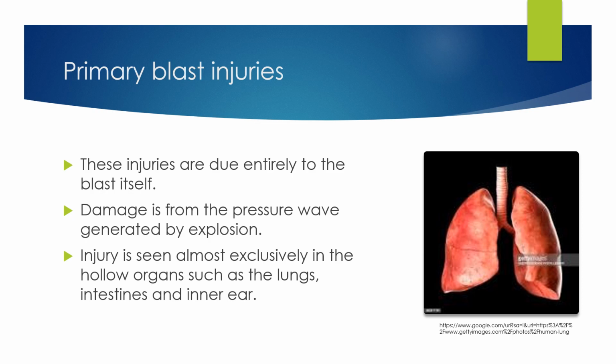The injury from the primary blast is seen almost exclusively in the hollow organs of your body, like your lungs and your intestines, your inner ears. Mostly the hollow organs are the ones that are most susceptible to the pressure wave. And this too is where you can see some of the flash burns and stuff like that.